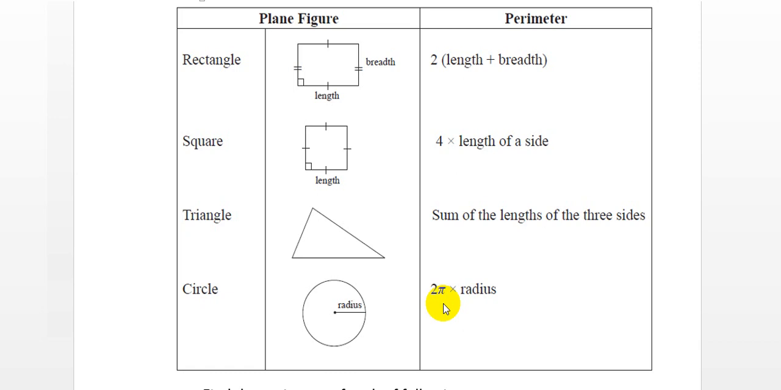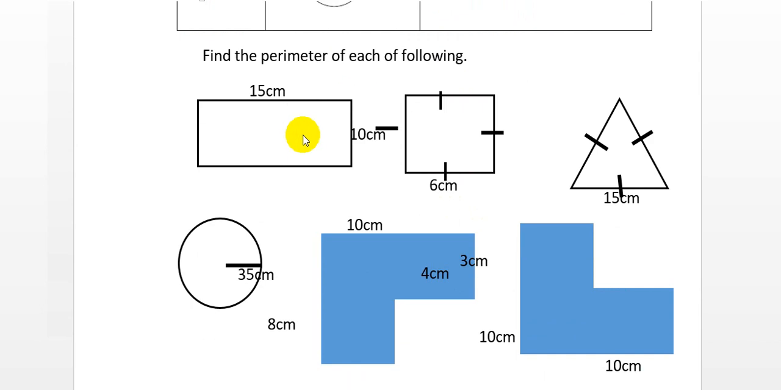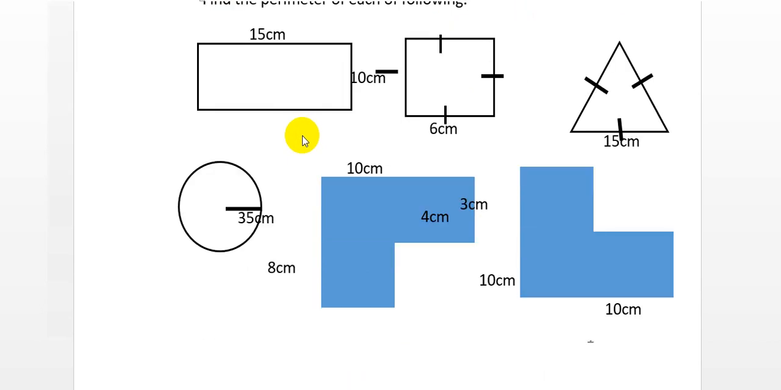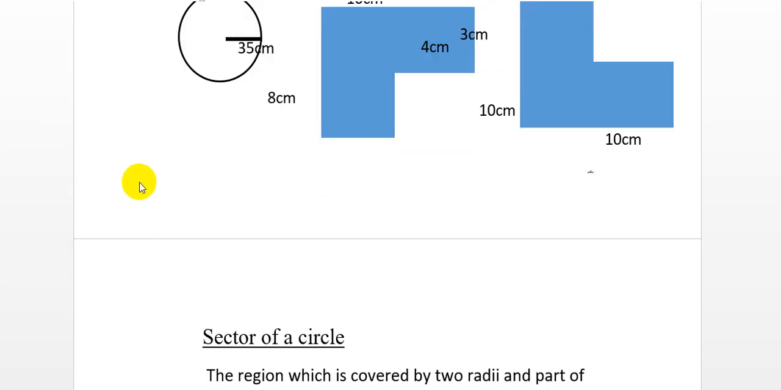Before moving on to the calculation, I would like to share some basic questions with you for your exercise. You can refer to these images and do the calculations to find the perimeter of the rectangle, square, triangle and the circle. So let's move forward with our lesson.